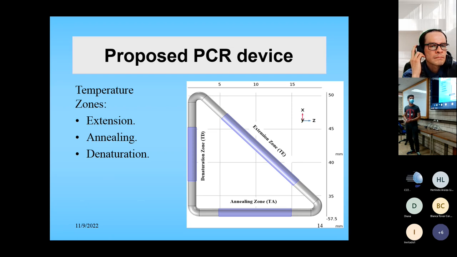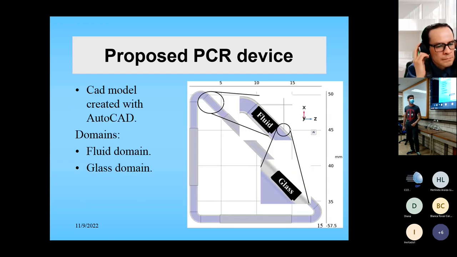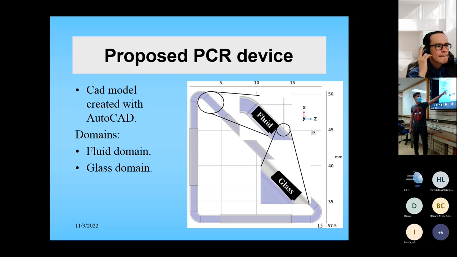As I said, the three zones correspond to the PCR steps. The CAD model was created with AutoCAD, which is computer-aided design software. Here we can see the domains of the device. Inside the capillary glass tube was the fluid domain, and the domain that encloses the fluid domain is the glass.